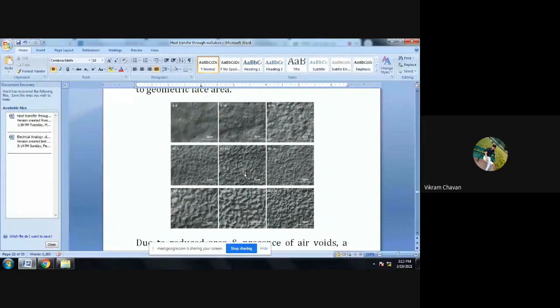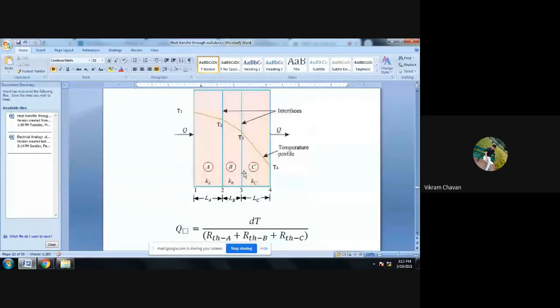This air, or these voids, will provide a lot of resistance to the flow of heat, because the area available for the heat transfer is lesser than the geometric area of that surface. So we can say that the resistance will be there at the interface point.